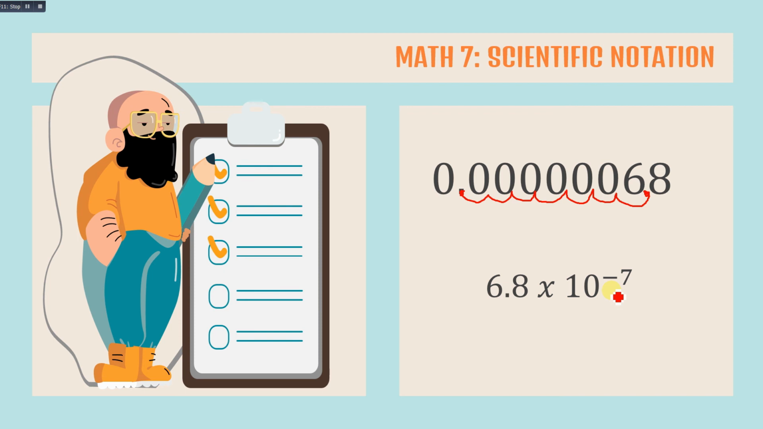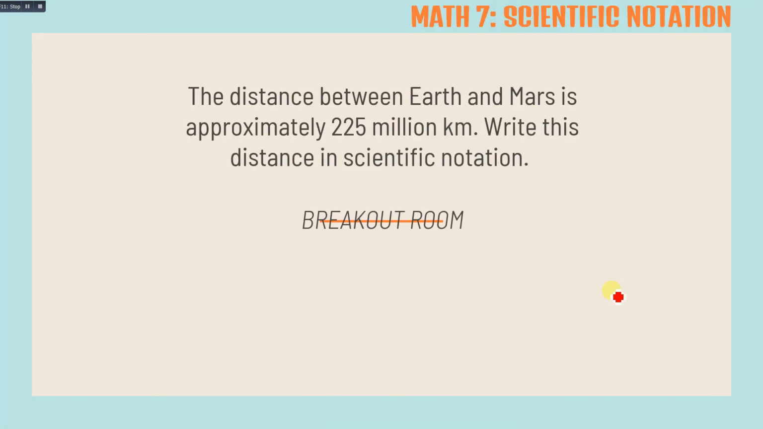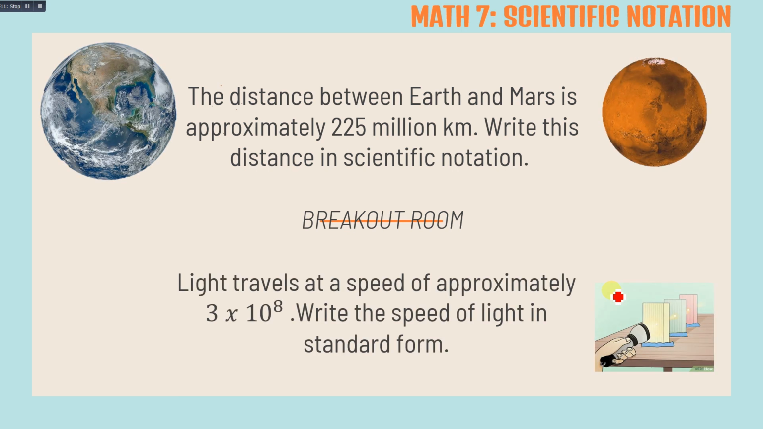Okay, so next. This will be our problem involving scientific notation. We have the distance between Earth and Mars, approximately 225 million kilometers. I would like you to write this distance in scientific notation. Next, light travels at a speed of approximately 3 times 10 to the 8th power. Write the speed of light in standard form. So how will you do that?